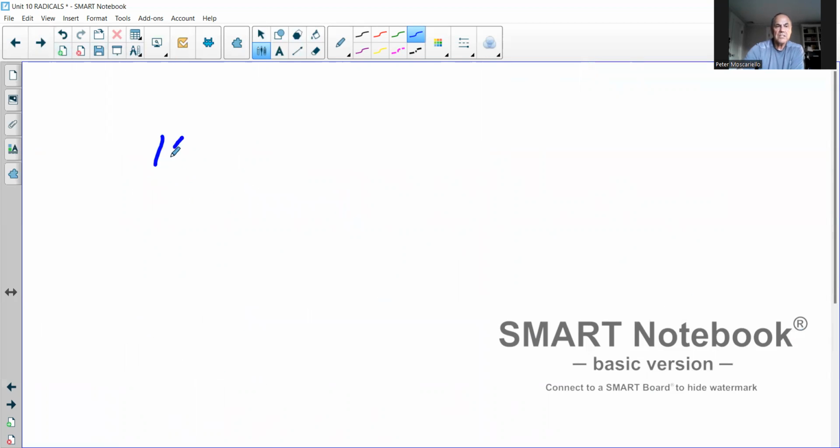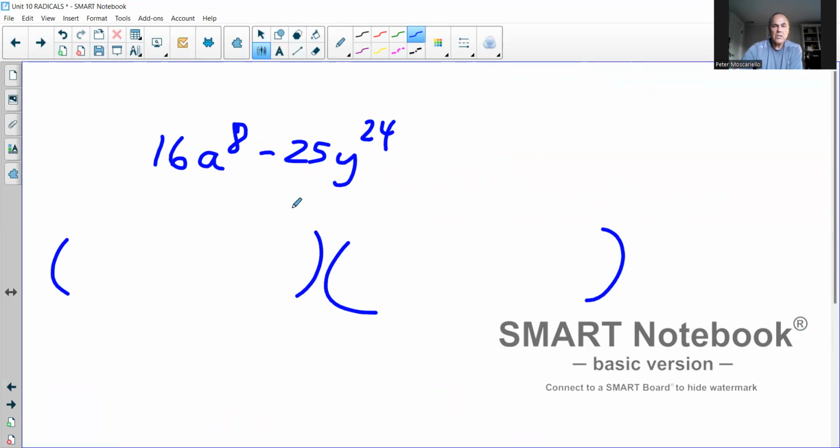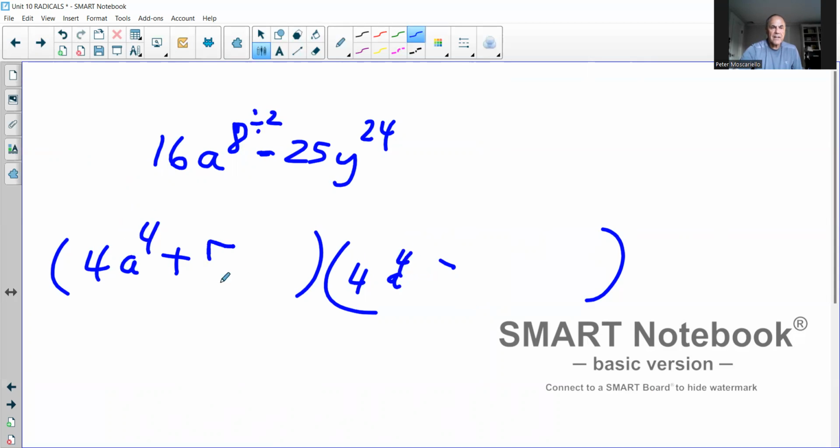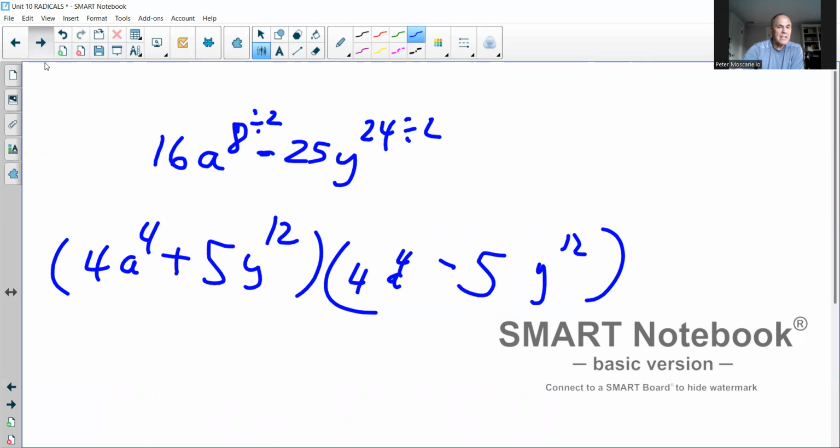All right, I got one for you. How about 16 A to the 8th minus 25 y to the 24? Try that one. It qualifies, it's a minus. 16 and 25 are perfect squares, exponents are even, so it does work. What'd you get? 16 is 4 times 4. The exponent just divided by 2. A4, A4. 5 times 5 is 25. Exponent divided by 2. Y12, Y12. That's it.